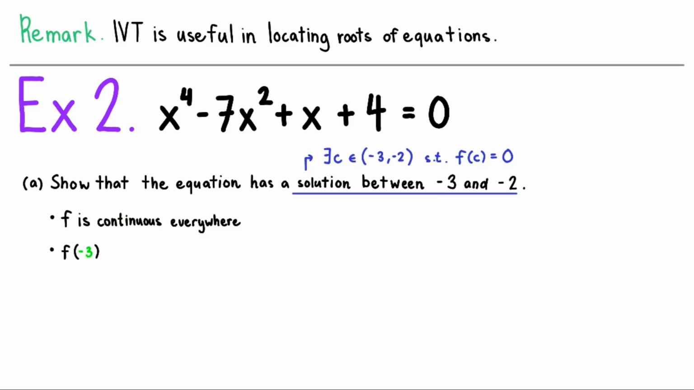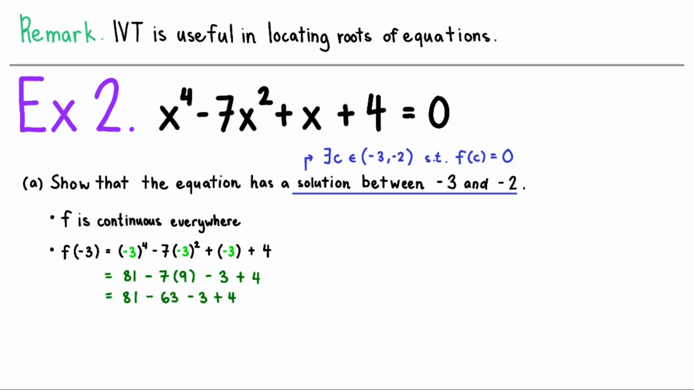So plugging in -3 in our f will have (-3) raised to 4 minus 7 times (-3) squared plus -3 plus 4. This is equal to 81 minus 7 times 9 minus 3 plus 4. Or simplifying further, 81 minus 63 minus 3 plus 4. Or this is equal to 19.